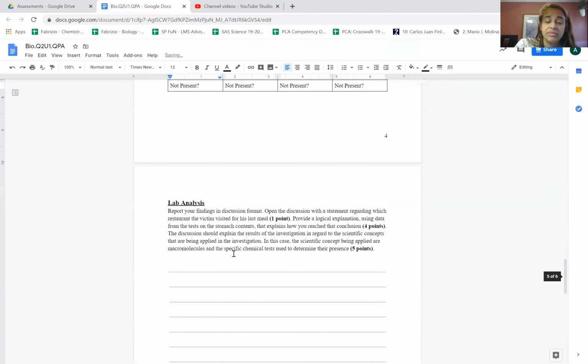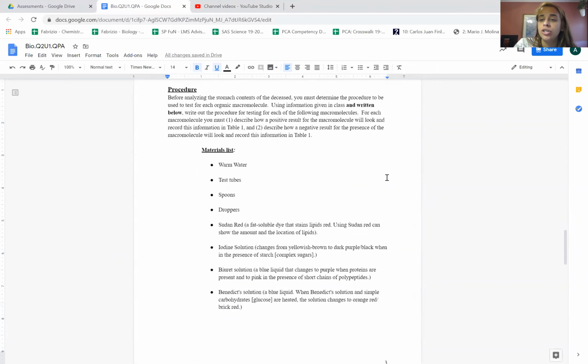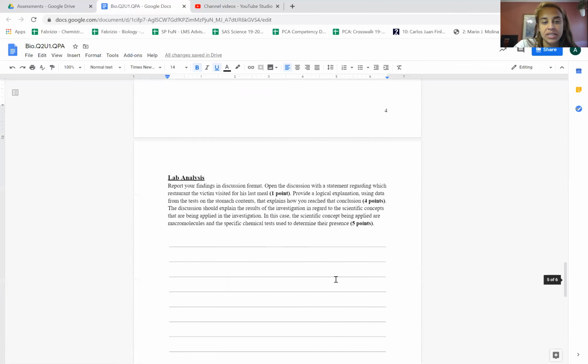And that's really important because you're going to look at this data. So which macromolecules are present here? Go back to page 1 to see, okay, what are my 3 options? Which macromolecules would we expect to see if he ate at Red Rose Pizzeria, the barbecue, or the Italian restaurant? And then determine what is the most likely last meal that he had and at which restaurant to find out where he was so that they can question certain people that he came into contact with.